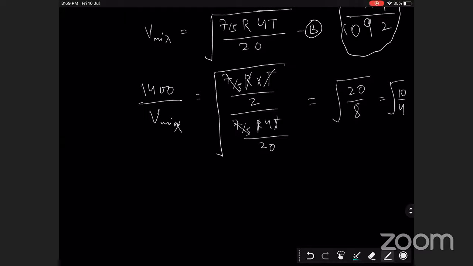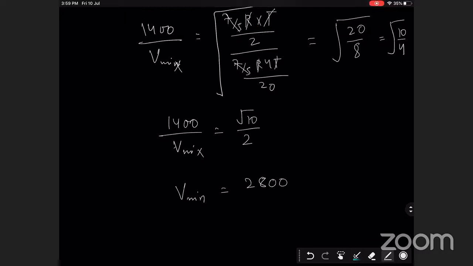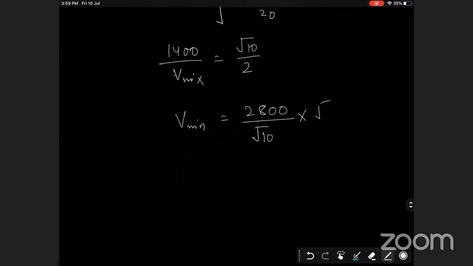So you will get 1400 divided by the velocity of gas in the mixture equals root 10 by 2. So the velocity of the mixture is equal to 1400 into 2, that is 2800 divided by root 10. Now let's multiply and divide by root 10. So we will get 280 root 10 meter per second. Okay? V mixture.